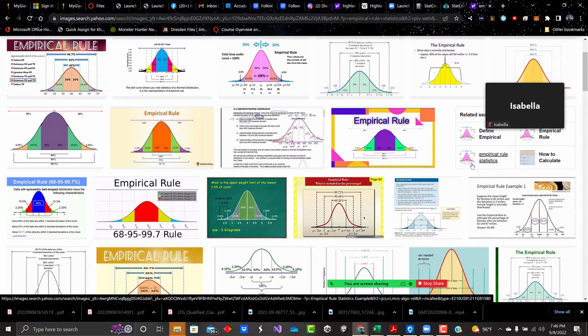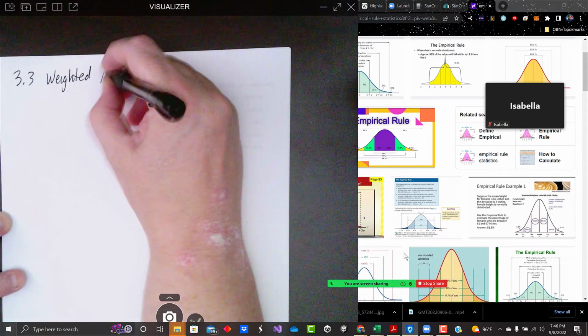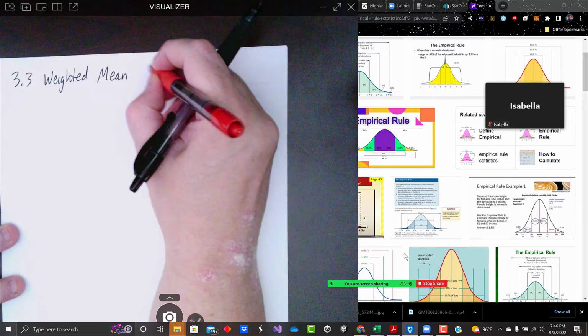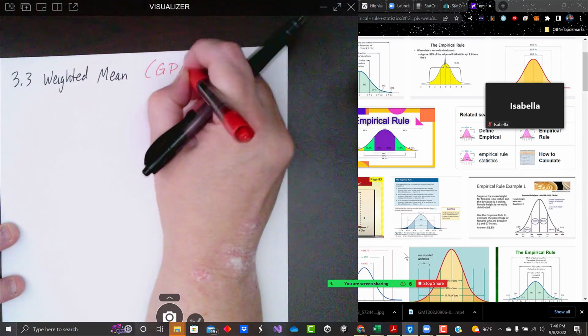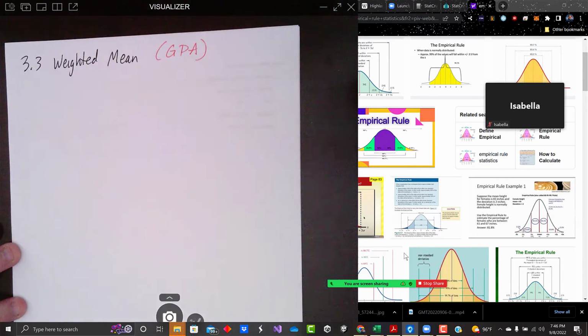Let's take a look at weighted mean. There shouldn't be any problems for you on it. But I think it's important that you know, because one of the most important things in your life as a student is your weighted mean. In terms of a student, this would be GPA. Your GPA is calculated based on a weighted mean.